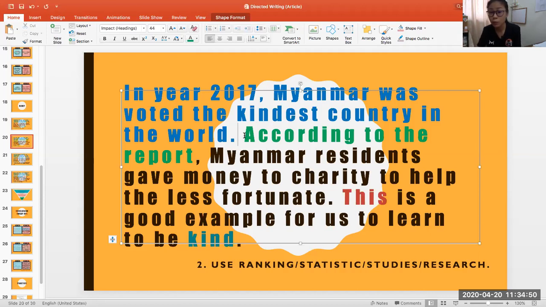And the other way is according to the report, according to a research, according to a study, Myanmar residents gave money to charity to help the less fortunate. This one is real. I googled this, so it's not just made up. So again, you have to understand by reading more, right? Look at the red one. Why do I use this? Because I want to link it back to the research that I find. The whole research is a good example for us to learn to be kind. I link it back to the question.